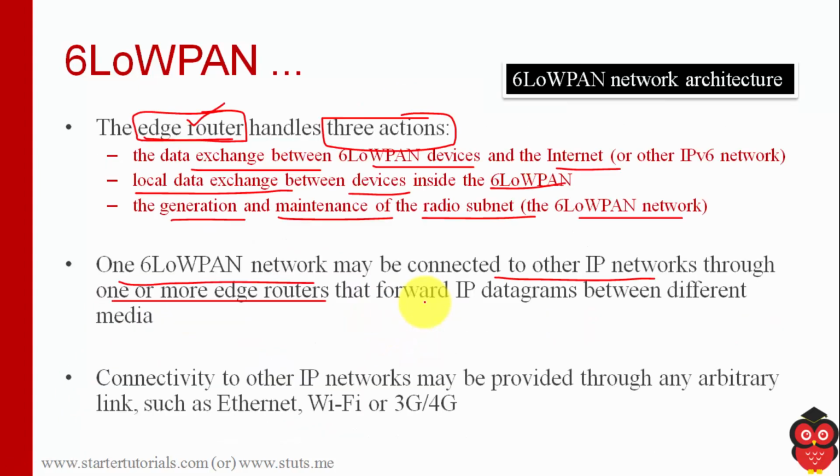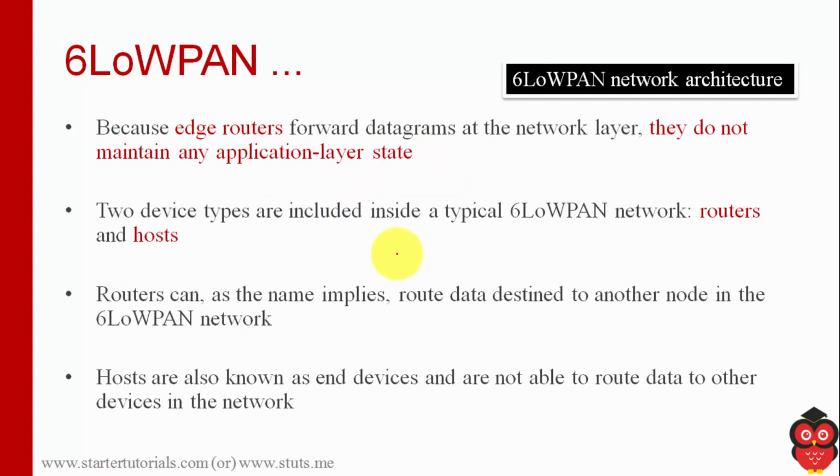Okay, right. And that connectivity to other IP networks can be provided through other technologies like Ethernet, that is wired connection, or through wireless connections like Wi-Fi or 3G or 4G technologies. So the edge routers forward the datagrams at the network layer. As I already told you, 6LoWPAN is a network layer technology. So the 6LoWPAN edge routers work at the network layer.